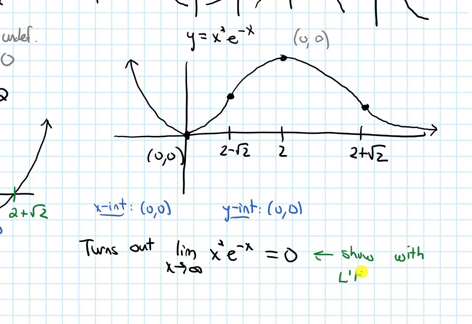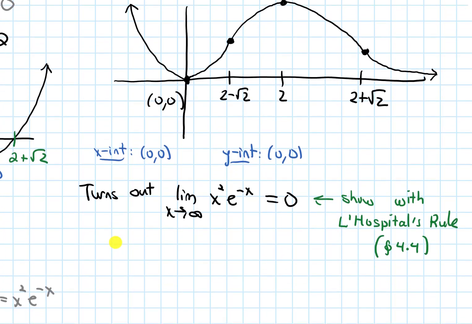We can show this with something called L'Hopital's rule, and that we'll cover in our next section, 4.4. And that's why I knew that as x gets really, really big, these y values are getting close to 0, because I have this horizontal asymptote at y equals 0.